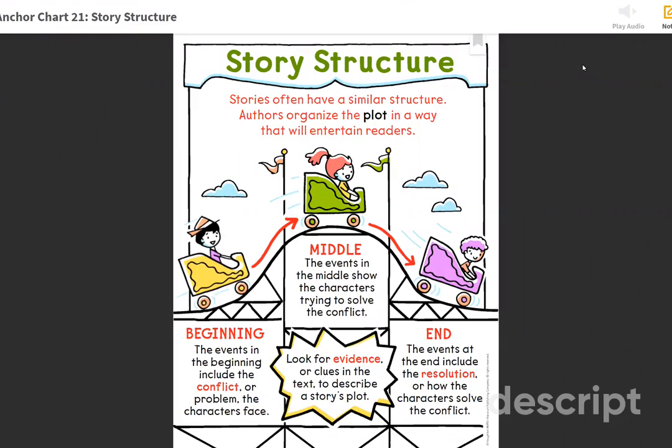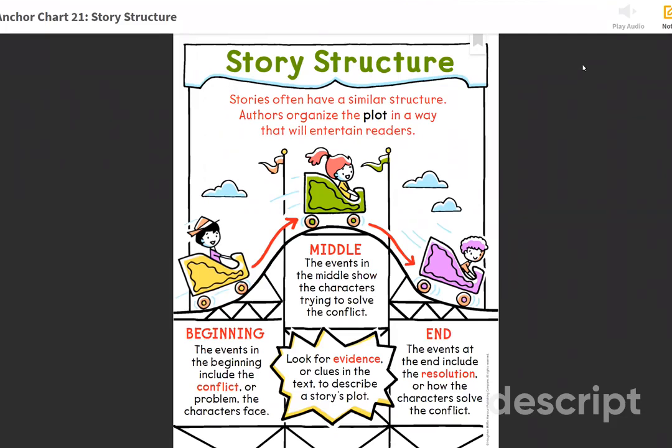Just to remind you, a realistic fiction text is a made-up story, but the author has written it in a way that makes us feel like the events could be real, the characters could be real, the settings could be real. It's a story that could really happen.